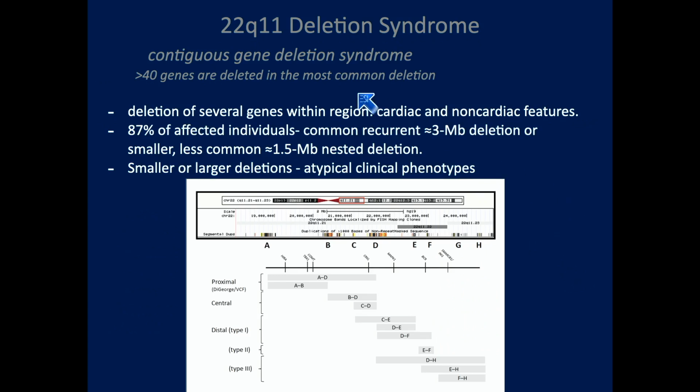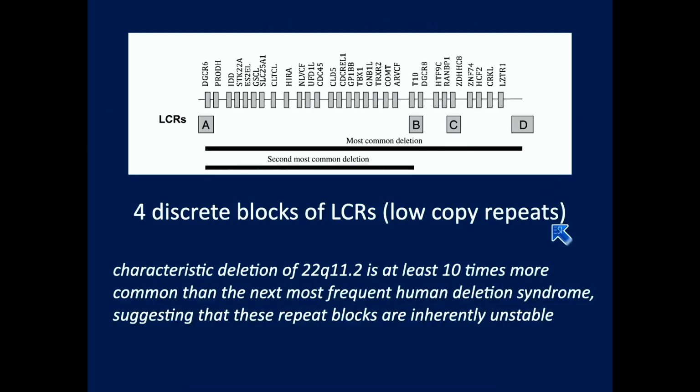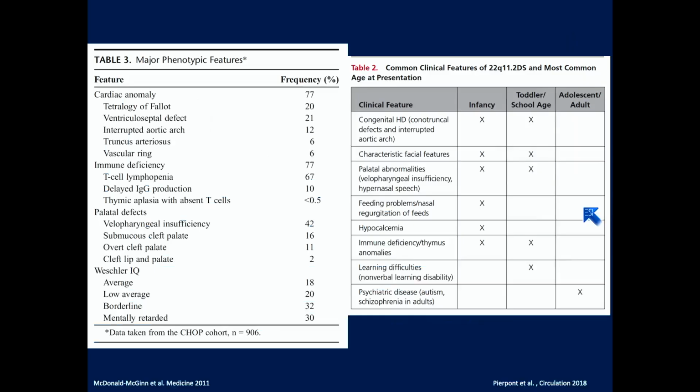So there's a contiguous gene deletion syndrome for 22q, typically within the A to D region of the chromosome. In 87% of individuals, it's going to encompass this segment, but there's a smattering of others that have smaller or larger deletions, which may result in atypical phenotypes. And the A to D regions are constituted by 4 discrete blocks of low copy repeats. The characteristic deletion, which is this A to D, is at least 10 times more common than any of the other subtypes, but you have to remember that the genes are distributed differently across these A to D regions.